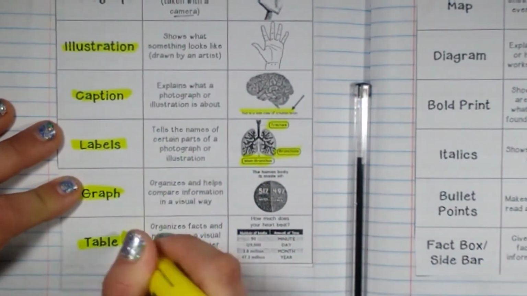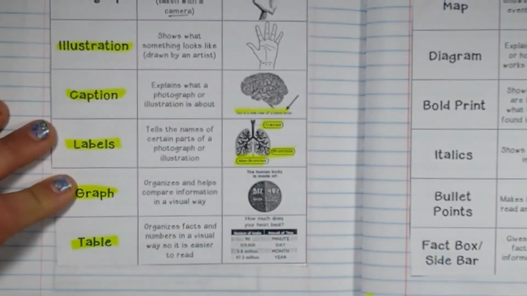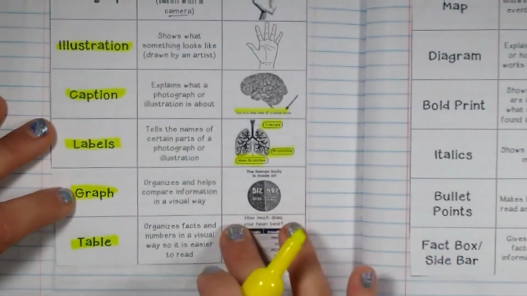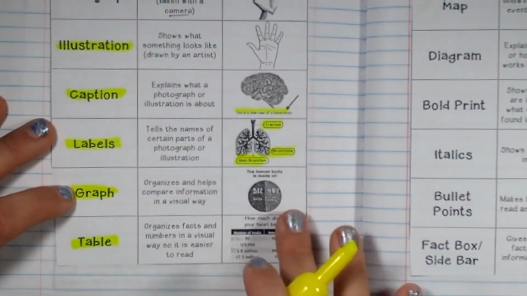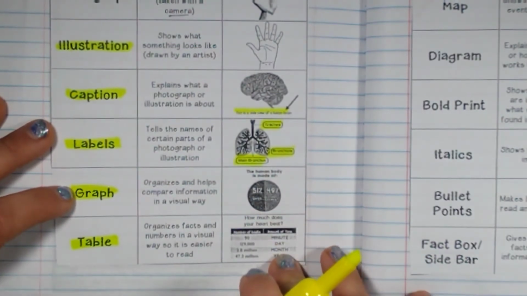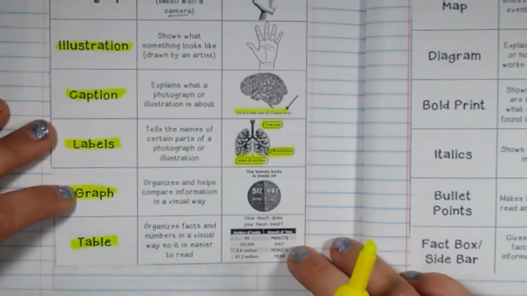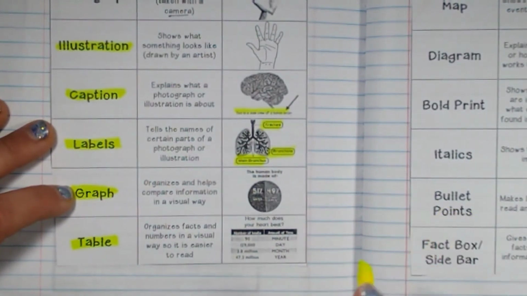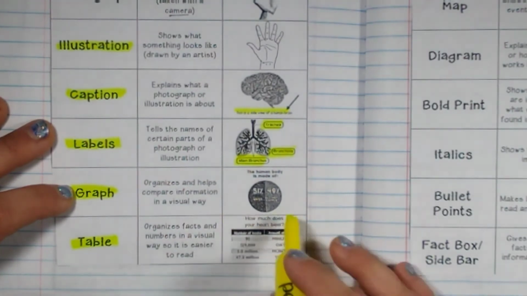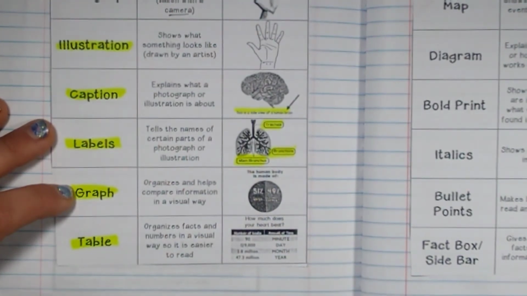Now the next thing is a table. A table is a chart, and it has information written down in a way for you to organize it. So this one says, how much does your heart beat per minute, per day, per month, per year? So it's easier for you to find this information if it's displayed visually than to go back into the text.